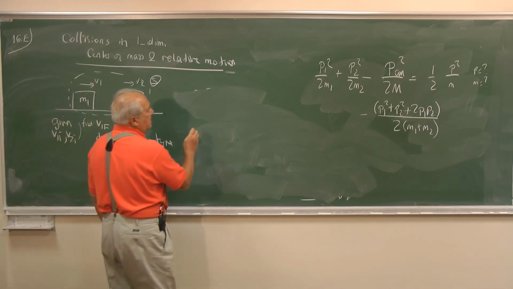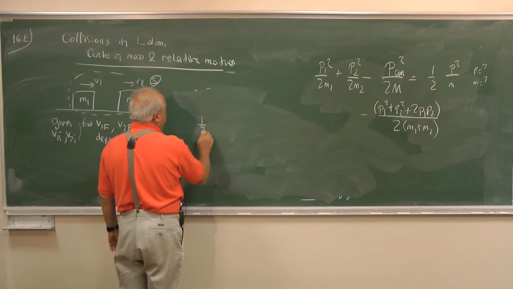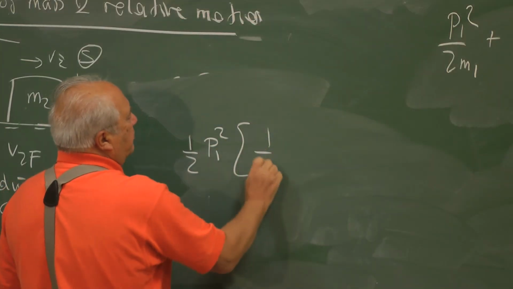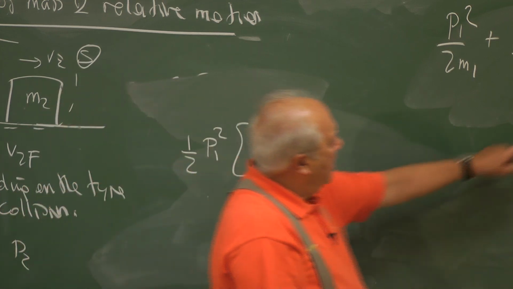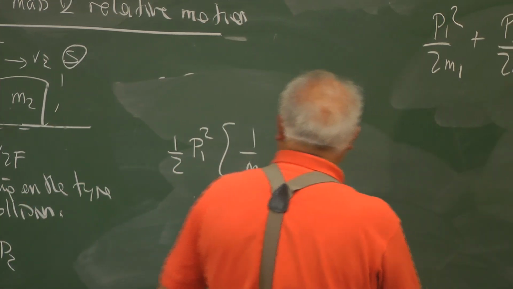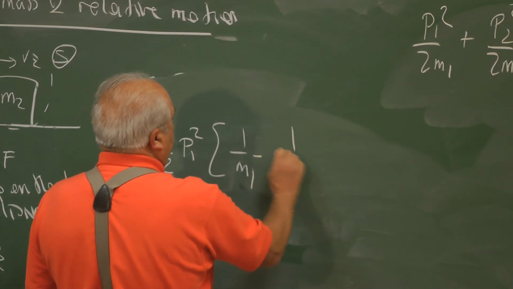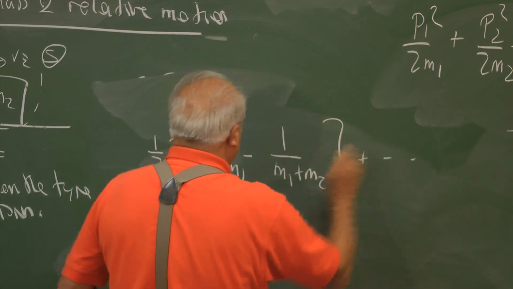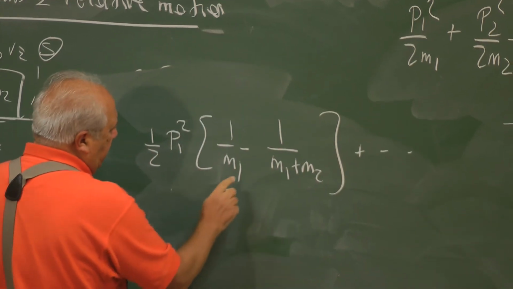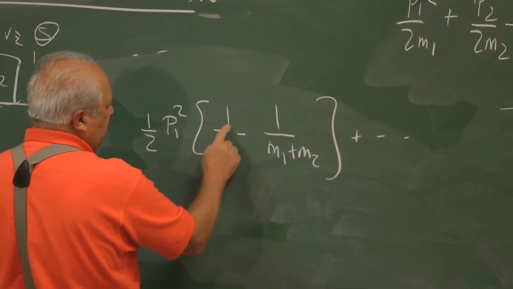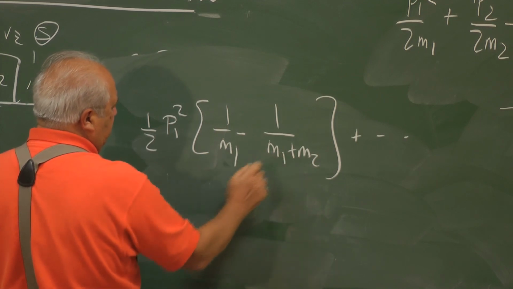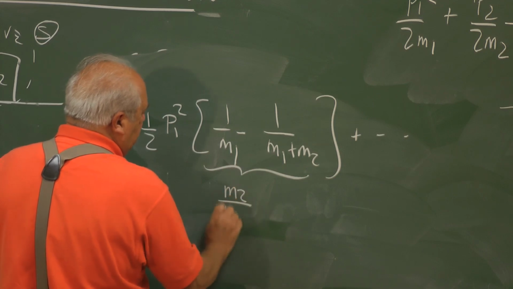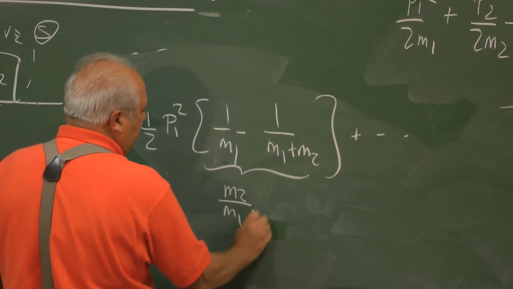So let me just look at the P1 square term. I have 1/2 P1 square, then I have 1 over M1 and 1 over M1 plus M2 minus 1 over M1 plus M2 plus the rest. Let's work with this one. M1 plus M2 minus M1 divided by that. So this gives me M2 divided by M1 times M.